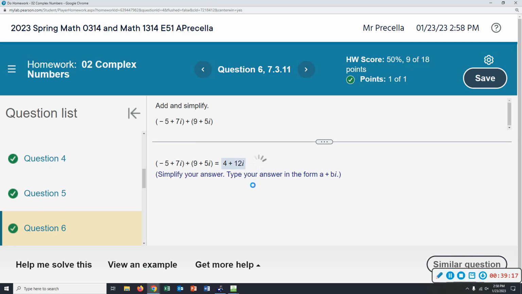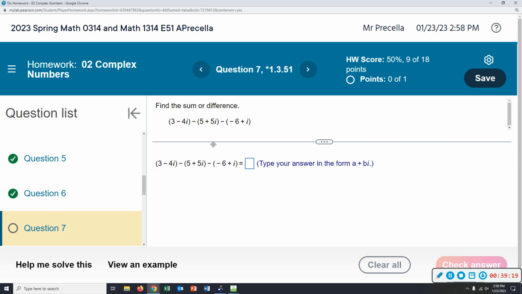But on this next one, when you're subtracting complex numbers, what am I going to have to do with those minus signs in front of the parentheses? Yeah, you've got to distribute them. There's no way around writing out, removing those parentheses.